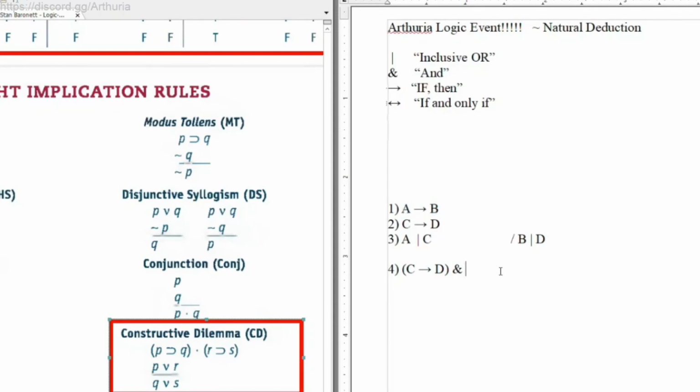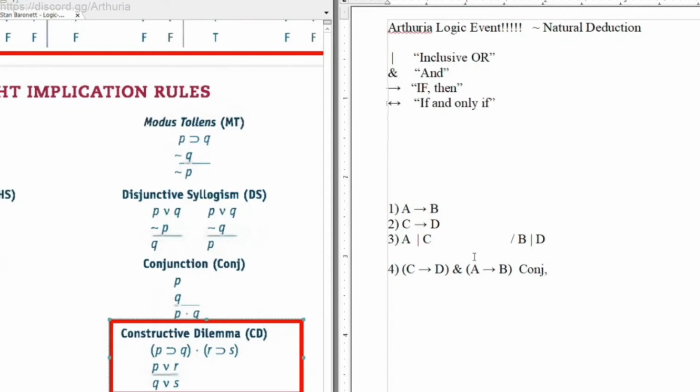The order again does not matter. Order of an and statement does not matter. The order of an or statement doesn't matter. The order of an if and only if statement doesn't matter. But the order of an if then statement, very important.